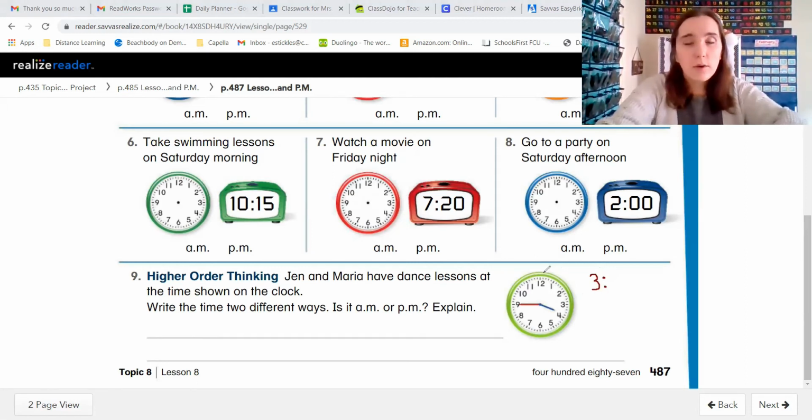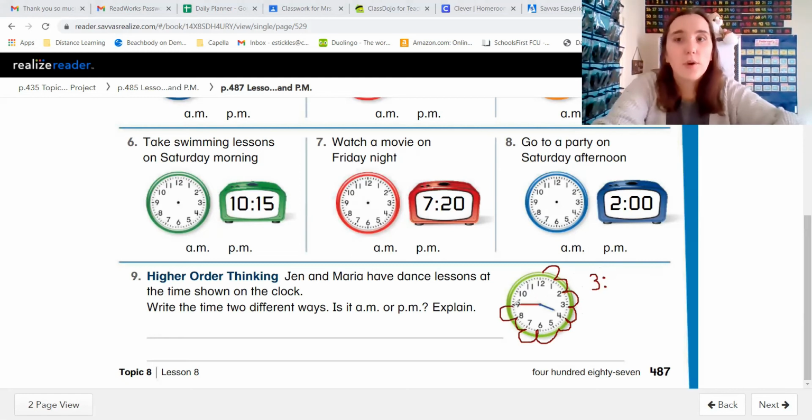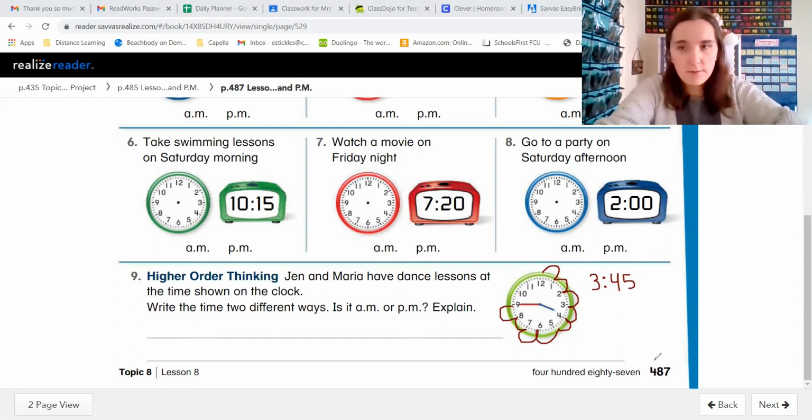So I'm going to start at 0, or my 12 up here, and I'm going to count around by 5s until I get to my minute hand. 5, 10, 15, 20, 25, 30, 35, 40, 45. So it is 45 minutes after 3 o'clock. So the time of their dance lesson is at 3:45. Now we need to write that in 2 different ways.